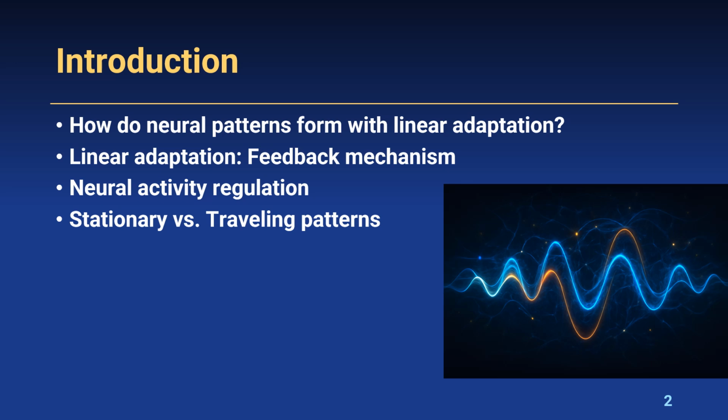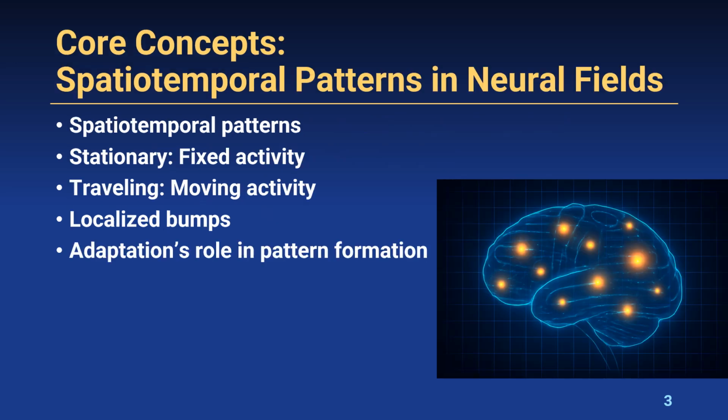The chapter discusses how such adaptation leads to the formation of spatiotemporal patterns. In simpler terms, these are patterns of neural activity that vary both in space and time, like waves of excitation traveling across the brain or stationary areas of high neural activity. For example, you can think of these patterns as localized bumps or traveling pulses of neural activity. Now, let's break it down.